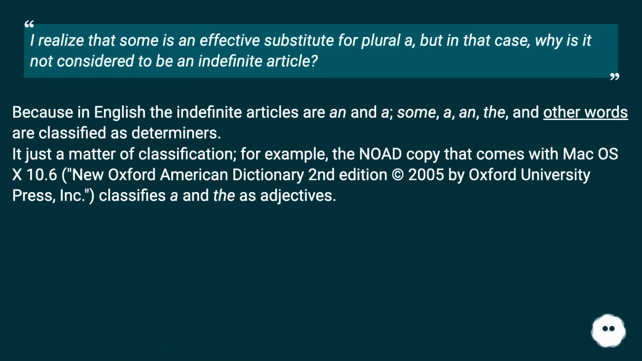I realize that "some" is an effective substitute for plural "a," but in that case, why is it not considered to be an indefinite article? Because in English the indefinite articles are "an" and "a"; "some" and other words are classified as determiners. It's just a matter of classification. For example, the New Oxford American Dictionary, 2nd edition, copyright 2005 by Oxford University Press Inc., that comes with Mac OS X 10.6, classifies "a" and "the" as adjectives.